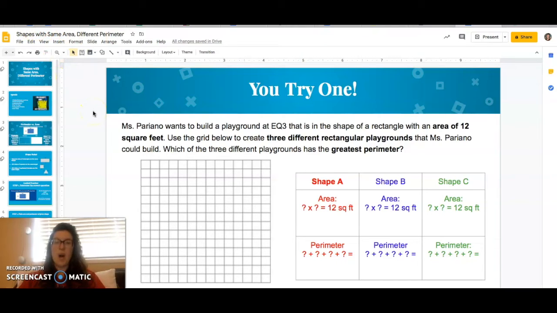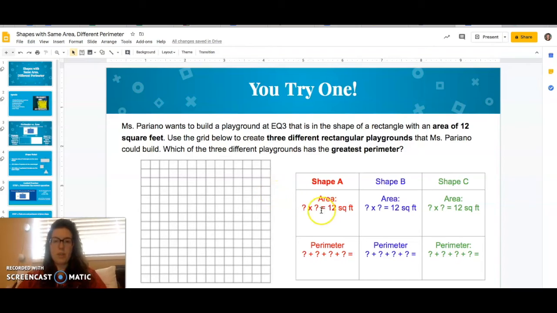Welcome back. Hopefully you were able to try that problem, and I just want to say that before I go over it, if you came up with some shapes that look a little bit different than the shapes that I make, that's okay. As long as they have an area of 12, but they have different perimeters, that's okay. You still did it right.